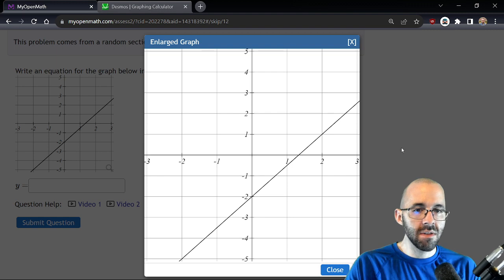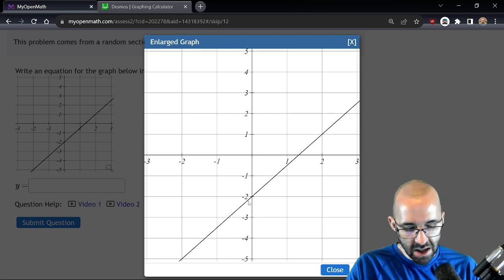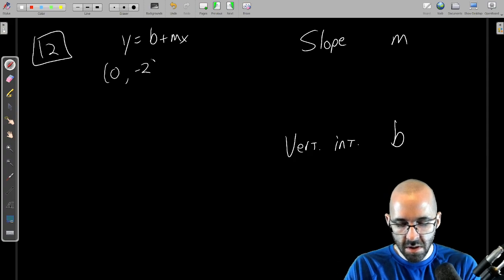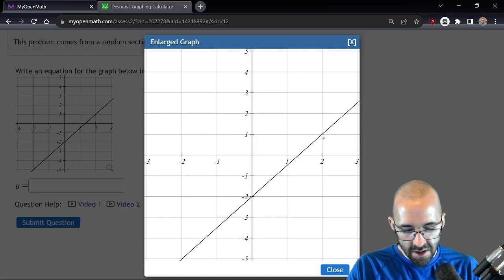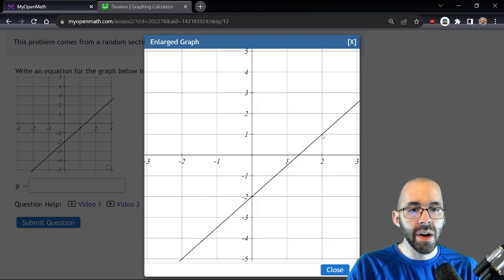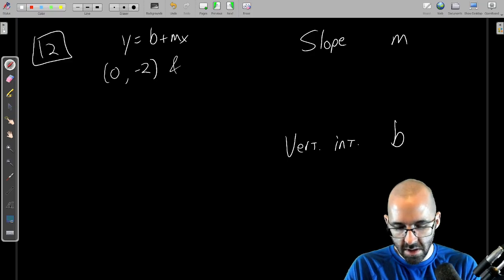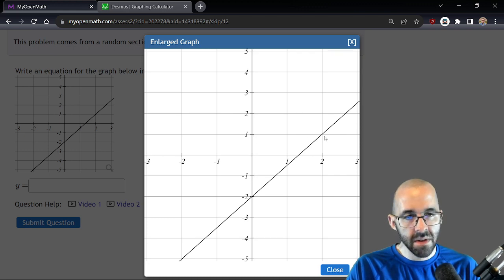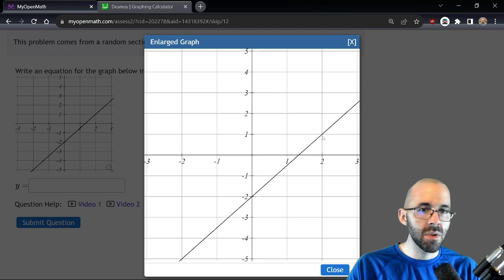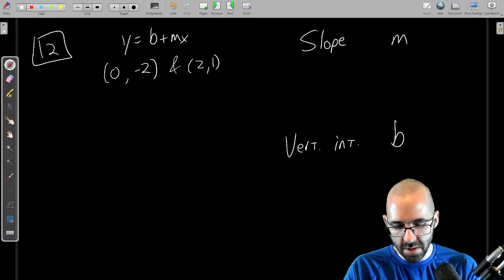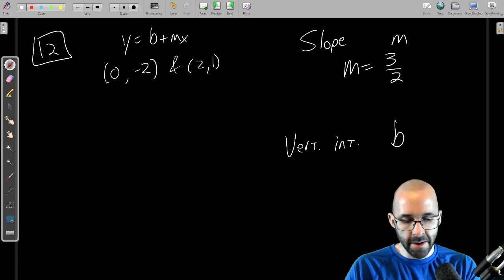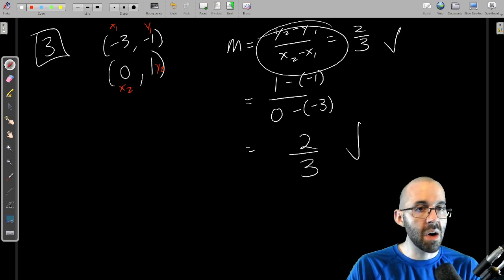So we already just talked about how to find the slope. There's 2 ways. Here's a point, 0, -2. And here's another nice point, 2, 1. And you could say, well, we go up 1, 2, 3. We go right 2. Up 3, right 2. Rise over run, 3 over 2. Or you could use the slope formula. You could use this formula as well with our 2 points.